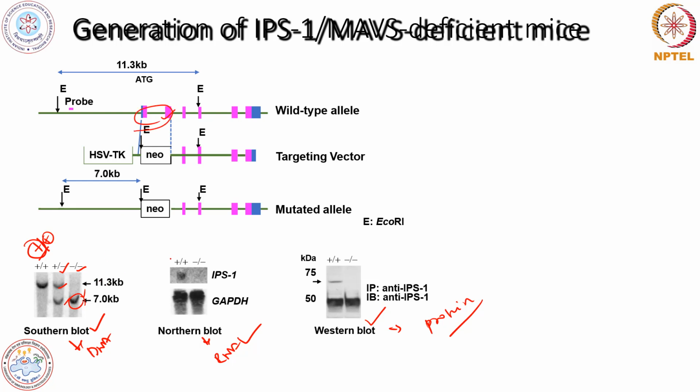In terms of the Northern blot, in the wild type they have the RNA here, but if it got mutated or eliminated, then it is not there. The same way at the protein level, in the wild type it is there, but in the double knockout, where it is eliminated in both the strands, it is not there.